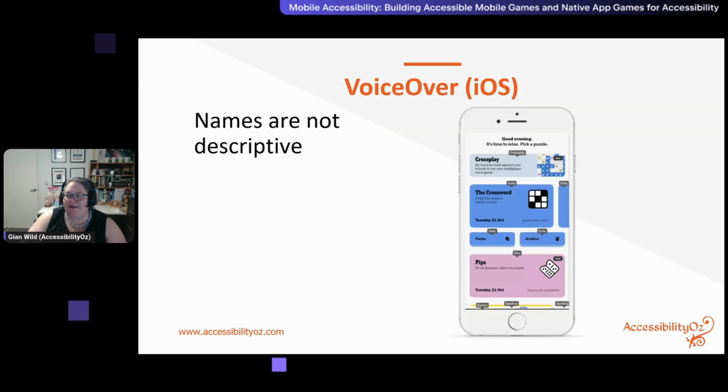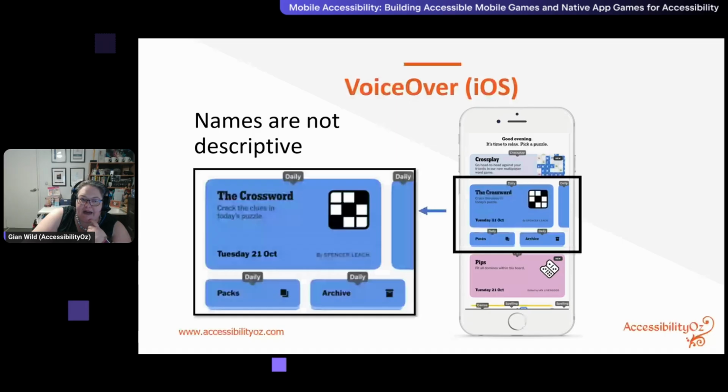So this is an example of the New York Times games, which I am very obsessed with. And here, what I've done is I've turned on voice control. The little highlight content, see where it says daily, daily, daily, that's what's going to get read to a screen reader. That is basically the accessible name for that content. You can see that the crossword, PAX, and archive are all called the same name. So a screen reader user is going to hear daily, daily, daily. This is a common issue in New York Times games. So if anyone's here from New York Times games, please fix it. So this is names not being descriptive.